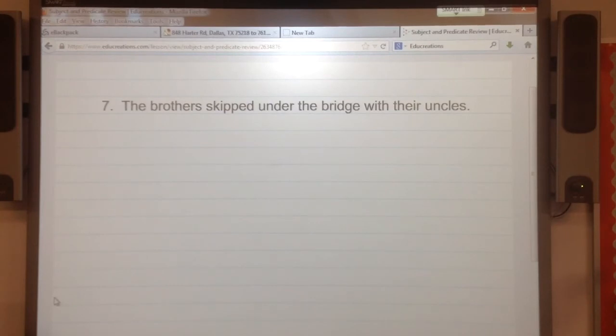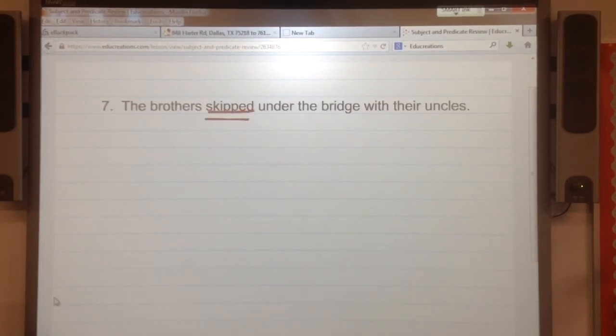The brothers skipped under the bridge with their uncles. That's a strange sentence. I have never skipped with my uncle, have you? Well, in any case, let's find out what the action is, or the condition, and who or what is performing the action, or who or what is being spoken about. Well, there's a definite action here. Did you find it?